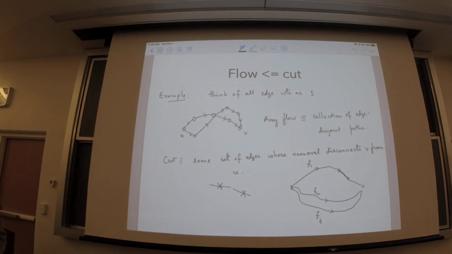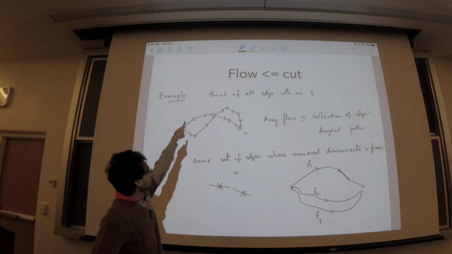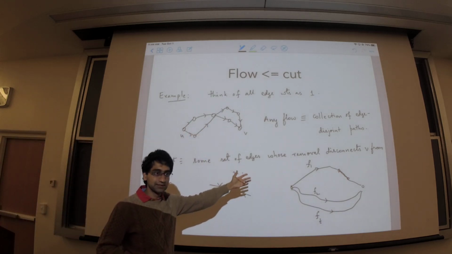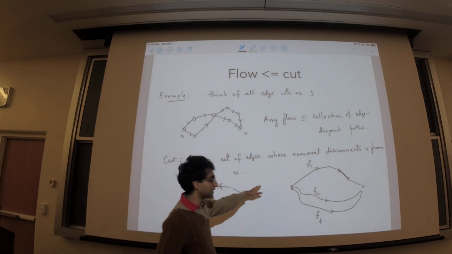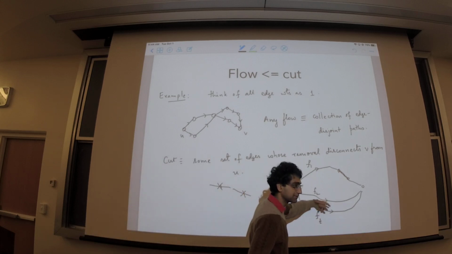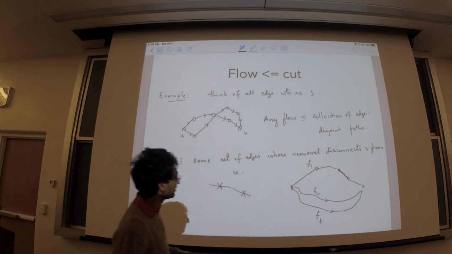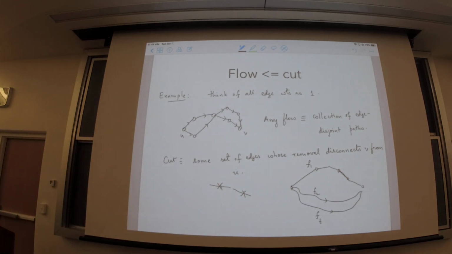But in this example, they don't share edges. That's why this is nice. So this is a simple case to think about. They can share vertices, but they don't share edges. So now the cut edges, right?